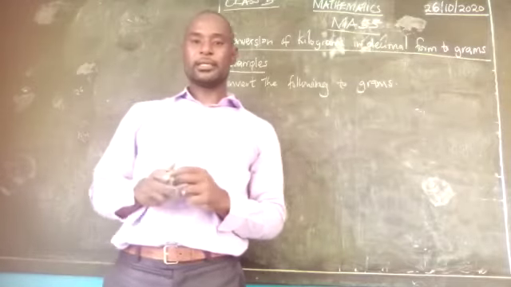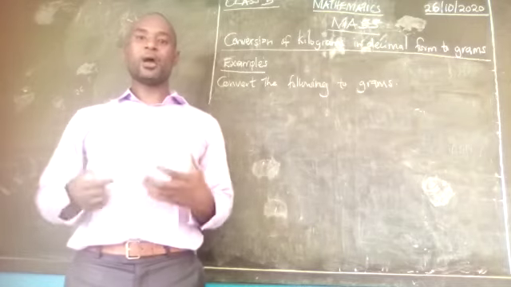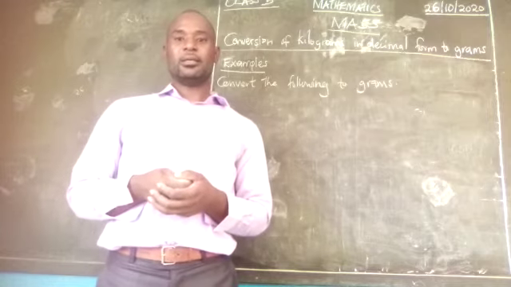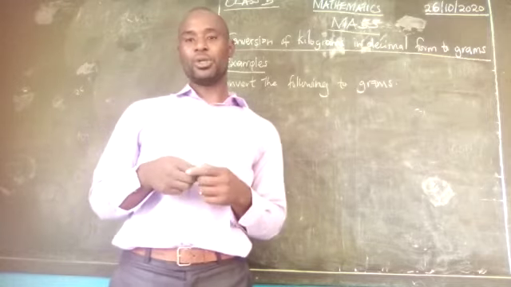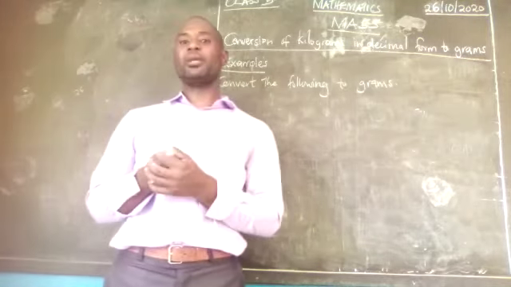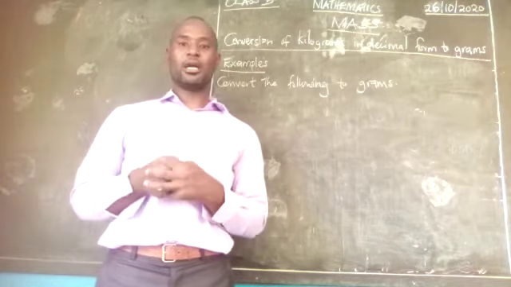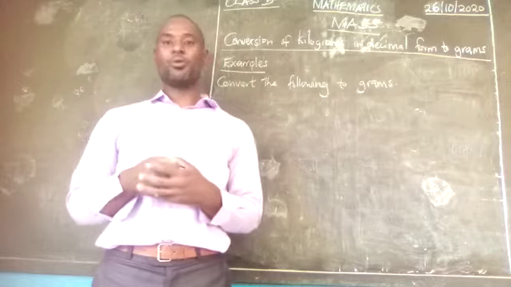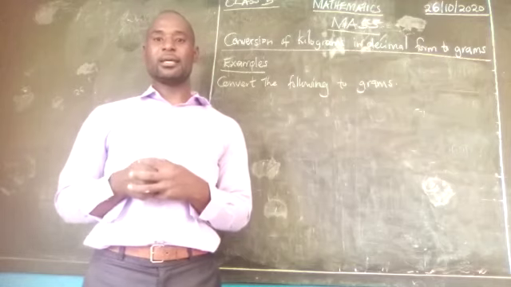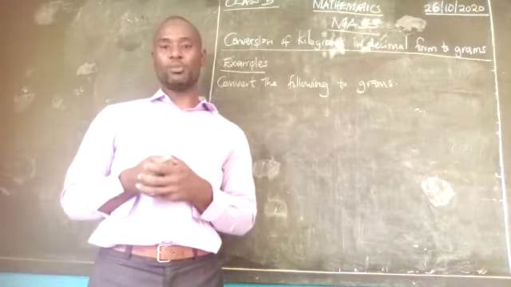Now, remember we started discussing mass, and we said that mass is how heavy something or an object is. And we discussed conversion of kilograms to grams when you have been given a whole number. And we also discussed conversion of kilograms to grams when you have been given a fraction. Right now, I want us to discuss conversion of kilograms to grams when you have been given a decimal number.